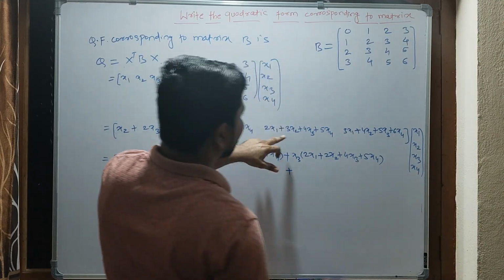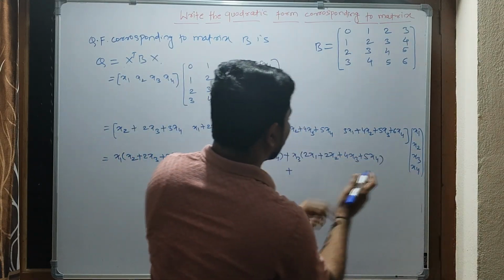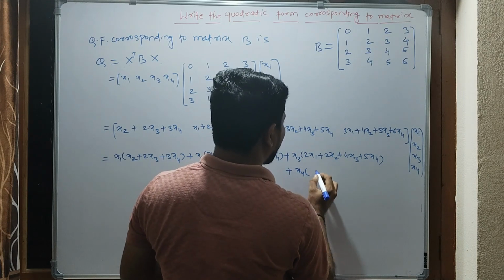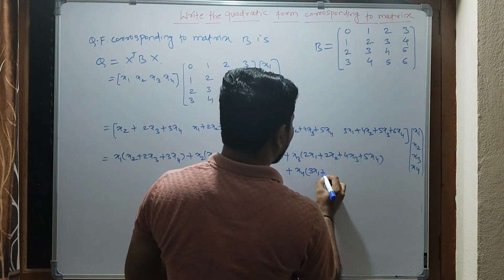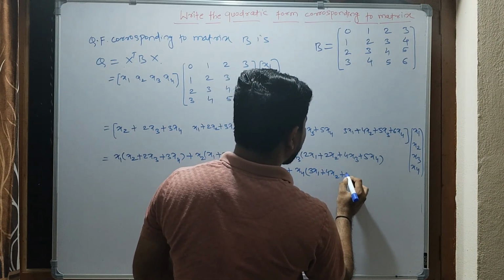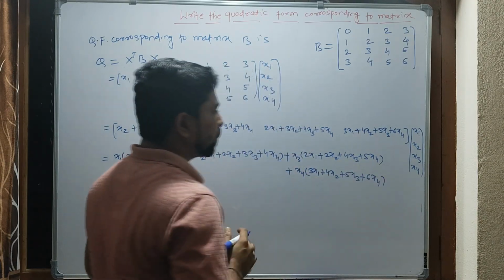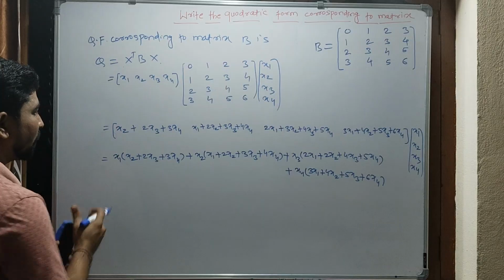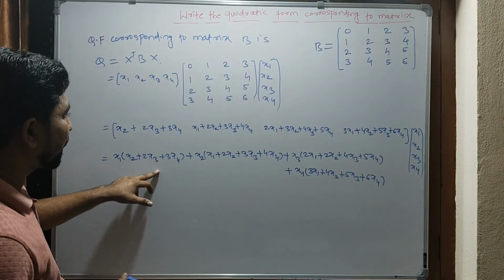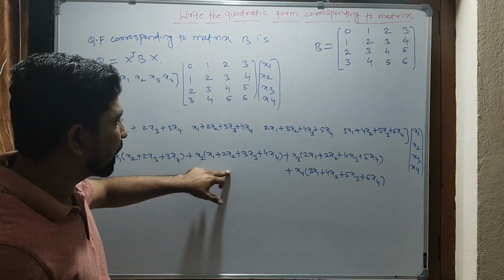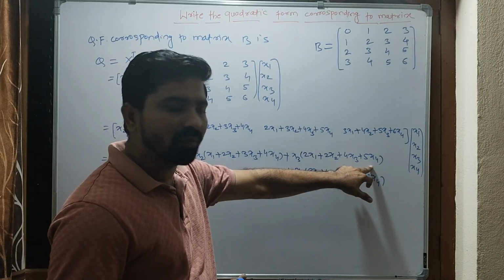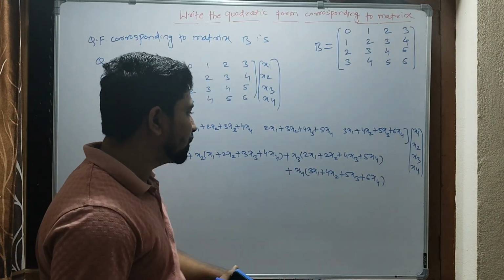Here, multiply this fourth element with this fourth, that is x4 into 3x1 plus 4x2 plus 5x3 plus 6x4. So this is equal to: multiply x1 to this first bracket, multiply x2 to this second bracket, multiply x3 to this third bracket, and multiply x4 to this fourth bracket.